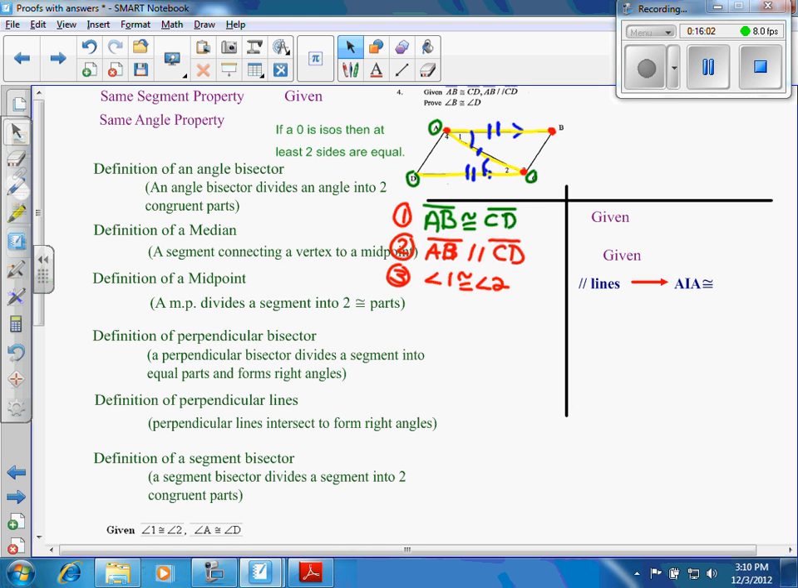But if you want to do a little abbreviation because it's the same and it fits better, that's what this would mean. That's the symbol for parallel. So parallel lines imply congruent alternate interior angles.